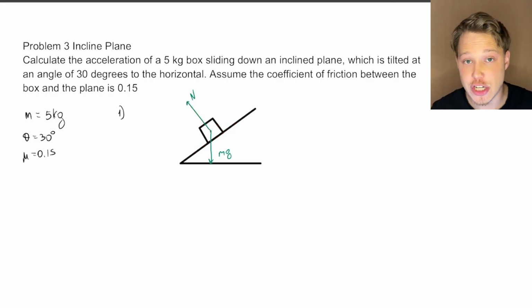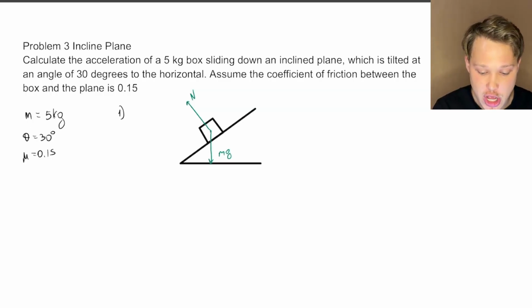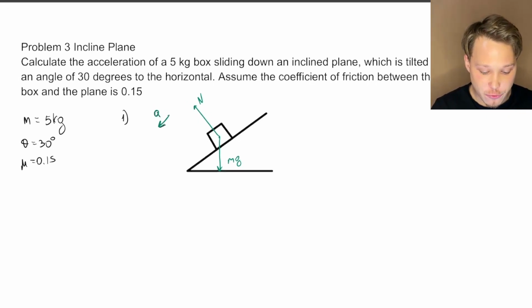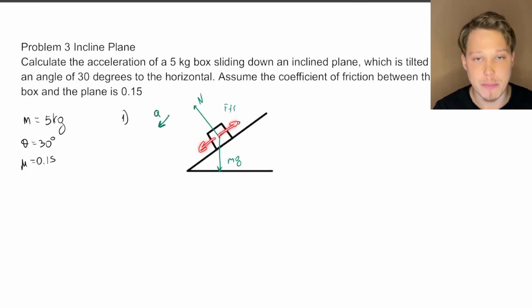Finally, we have the friction because we're given the coefficient of friction. So the box is sliding down. That means it's accelerating downwards. I also like to label acceleration, by the way, on my diagrams. That means if it's sliding downwards, the friction will always be in the opposite direction of the motion. So if it's moving down the plane, the friction will be up the plane.